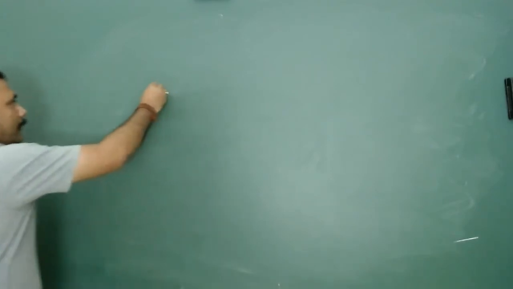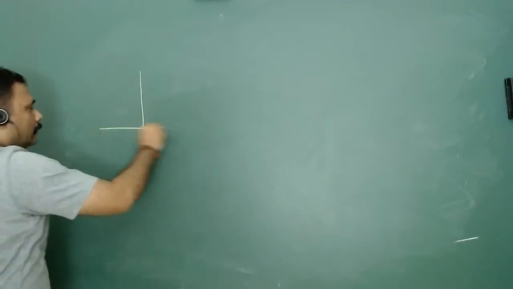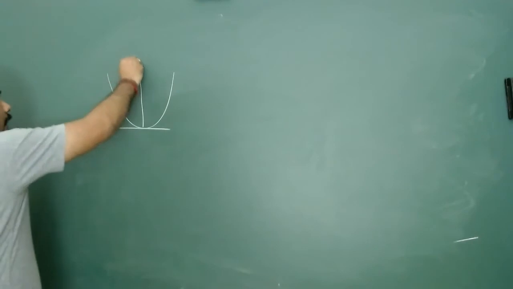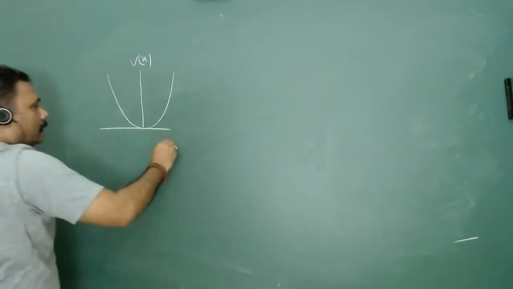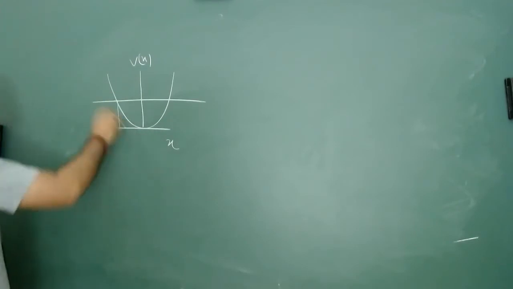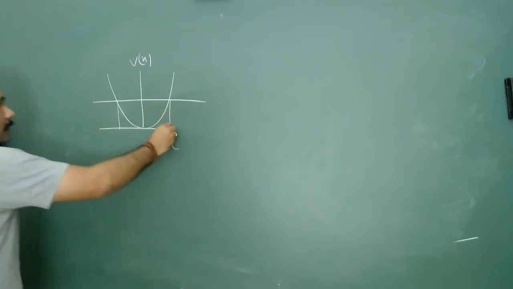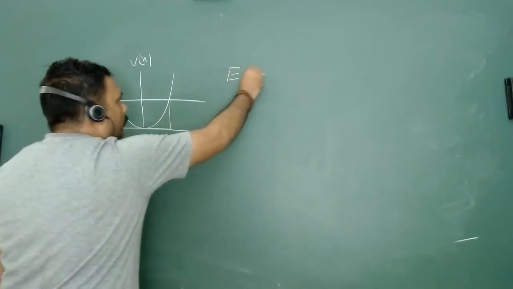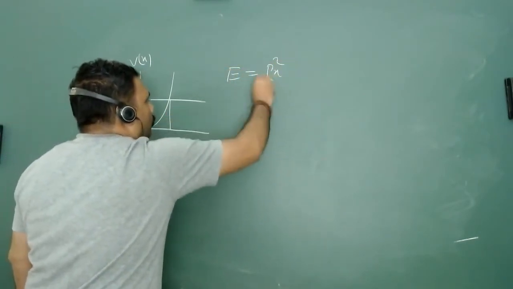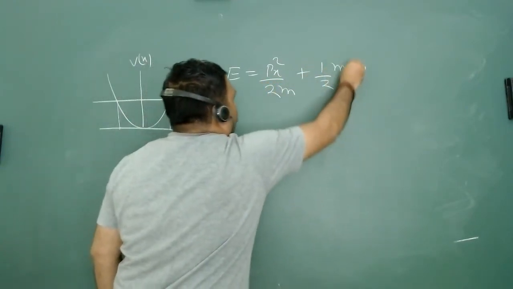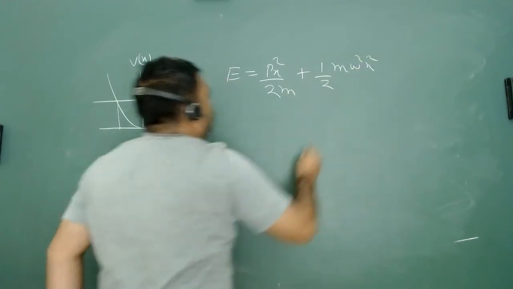What we have seen is delta x. You can see this is my V(x) versus x, and these 2 points are the turning points. You can calculate that E is equal to p x square upon 2m plus half m omega square x square.